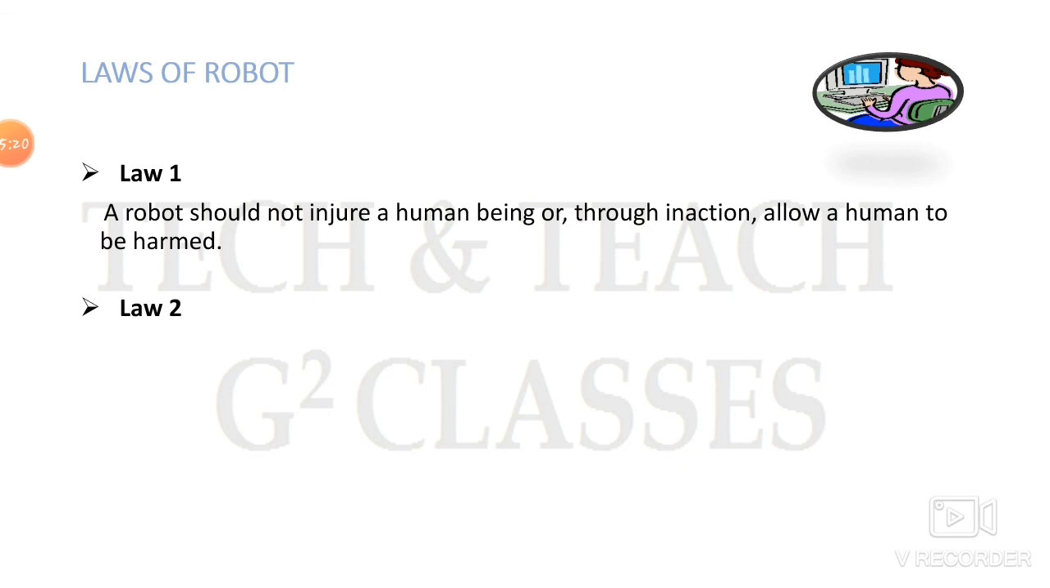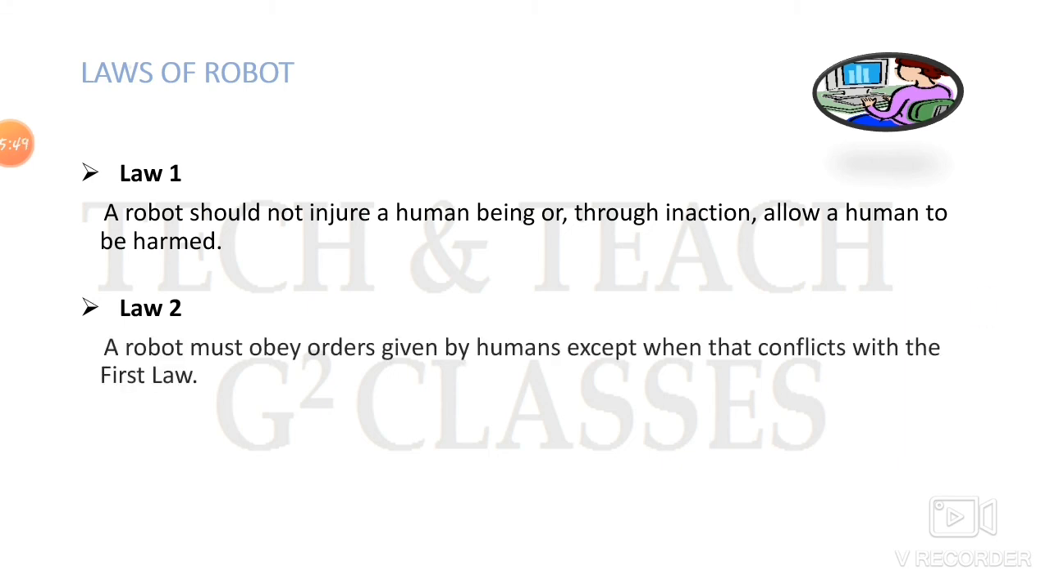What is the first law? It should not injure a human being, right? Suppose I tell the robot, go and hit that person. If the robot goes and hits the person, then it is a 100% disobedience of the first law. According to the first law, it should not injure the human being. So it should obey my words, but it should not injure the human being. That is the second law.